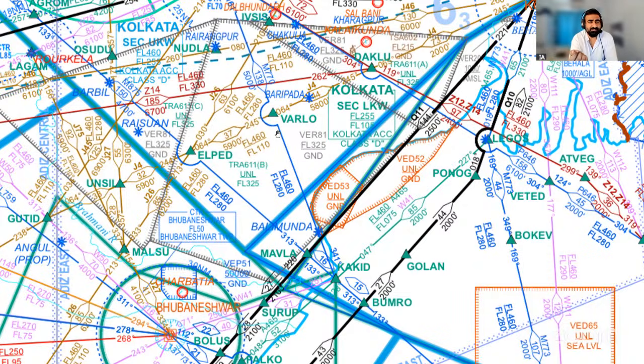What to do if you get an RA. RA and TA, there are two things. TA is a traffic advisory. They tell you where the traffic is. The system just gives you an indication as to what direction, what distance, what altitude, some reference as to where a potential conflicting aircraft is.